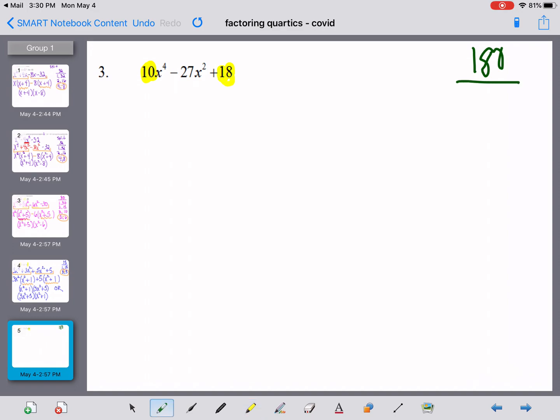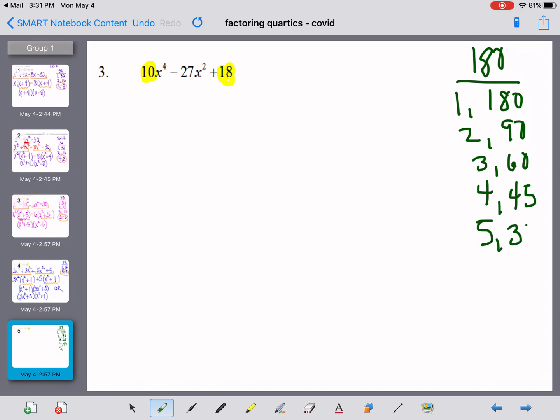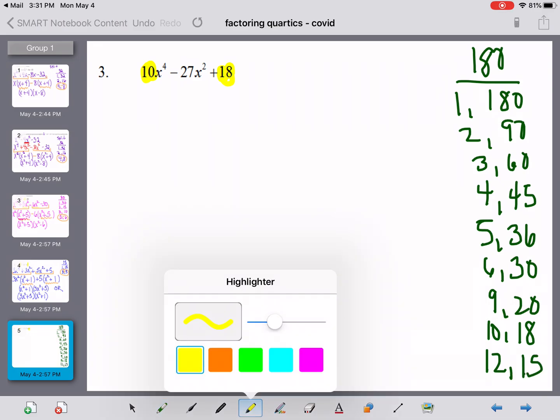And then the factors of 180 are 1 and 180, 2 and 90, 3 and 60, 4 and 45. We're trying to figure out what combines to be 27. We haven't found it yet. 5 and 36, 6 and 30, 9 and 20, 10 and 18. Still haven't found it, but here it comes. The 12 and the 15 is what's going to work for us.